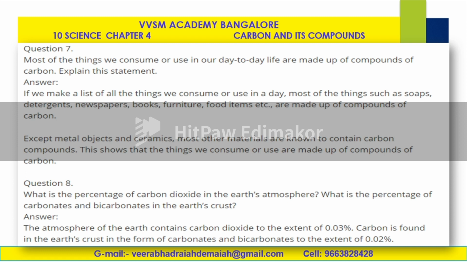Question number 8. What is the percentage of carbon dioxide in the Earth's atmosphere? What is the percentage of carbonates and bicarbonates in the Earth's crust? The atmosphere of the Earth contains carbon dioxide to the extent of 0.03%. Carbon is found in the Earth's crust in the form of carbonates and bicarbonates to the extent of 0.02%.